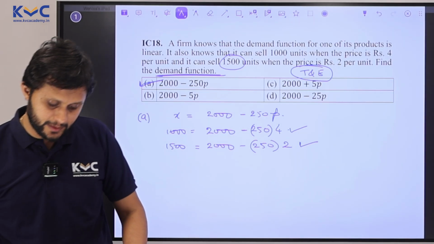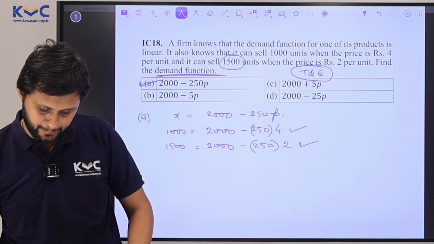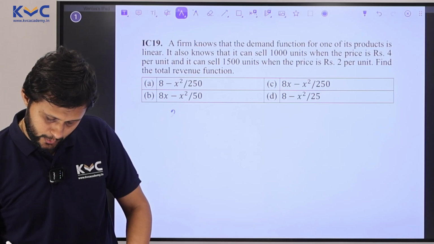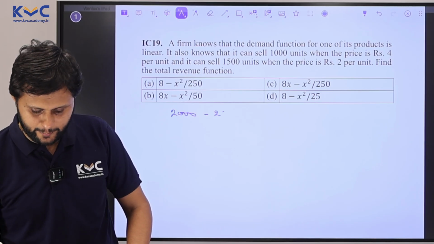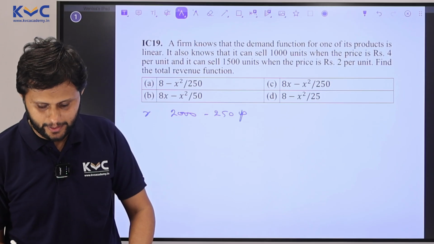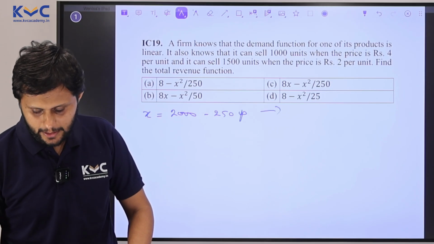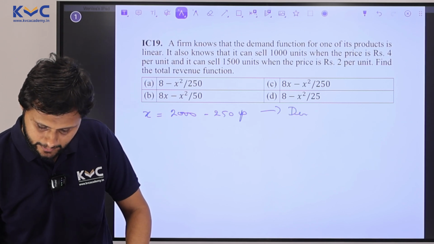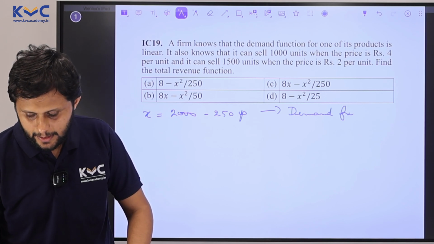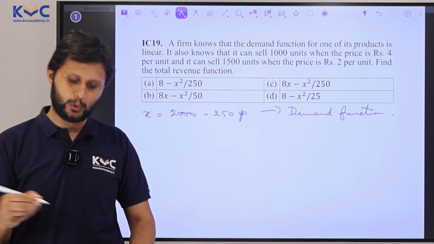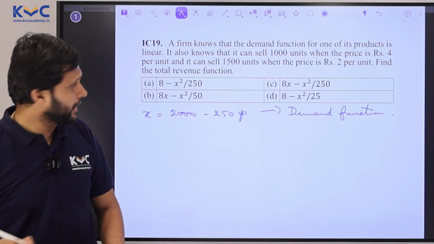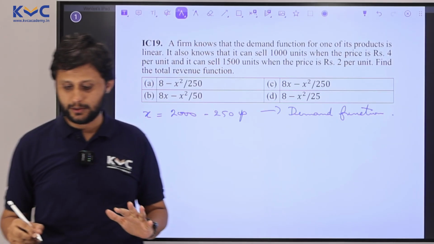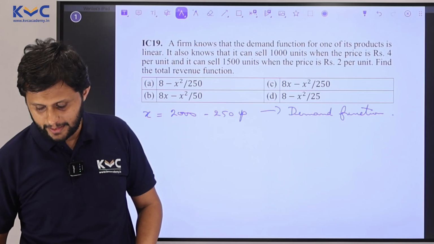So it is 2000 minus 250p. So we have 2000 minus 250p. What is this equal to? X is equal to, this is what? Revenue function? No, this was the demand function, right? This is the demand function. I'm just picking it from the previous question, because I already read the question, it is the same question. Requirement is the total revenue function. Now revenue function, how do we get the revenue function?